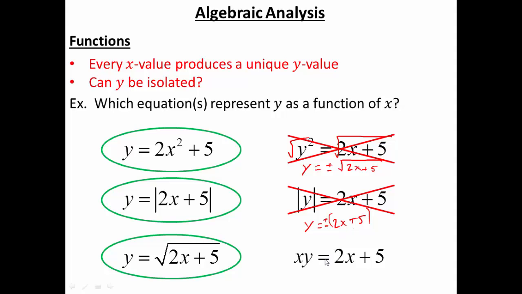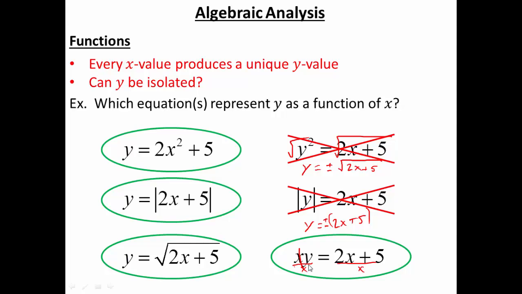Now this one is not currently solved for y. The only thing I'd have to do to solve for y is just divide both sides by x. And when I did that, the y would be by itself. I would have (2x plus 5) over x. It's an ugly function, but that doesn't change the fact that if I plug in an x value, I'd only get one answer for y. So this one actually does work.